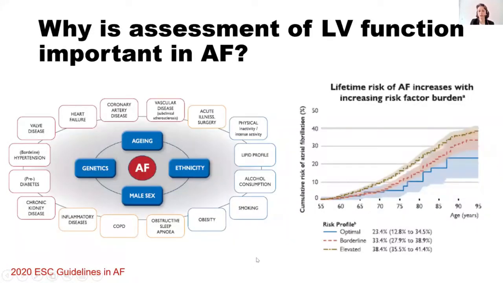Atrial fibrillation can be known, but is actually quite a rare entity, and usually is very much related to aging, genetics, male sex, and ethnicity. But there are also several other risk factors such as coronary artery disease, heart failure, valvular heart disease, hypertension, diabetes, chronic kidney disease, smoking, or obesity that are going to impact on the left ventricular systolic function. And we know that if these risk factors are not well controlled, the risk of having atrial fibrillation increases significantly.